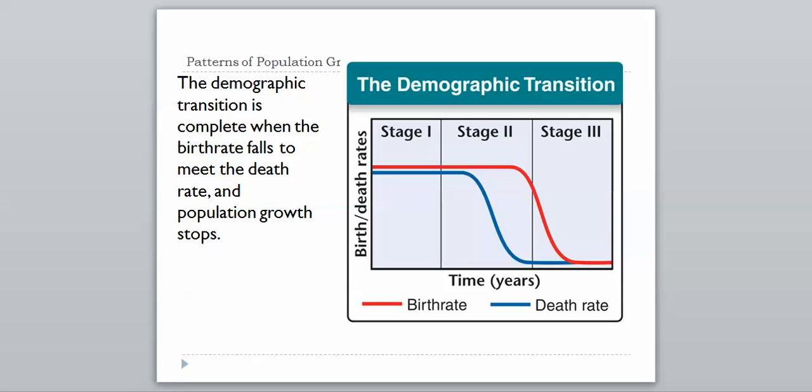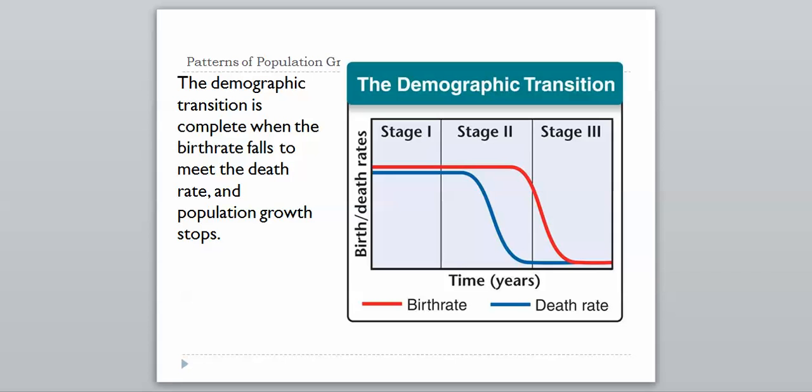Again, you can see birth rate and death rate are both very high in stage 1. Then in stage 2, the death rate drops while the birth rate stays very high. However, in stage 3, the final stage, they come back down and they meet again, and the population growth will then stop. So that's how we examine it using birth rate and death rate.